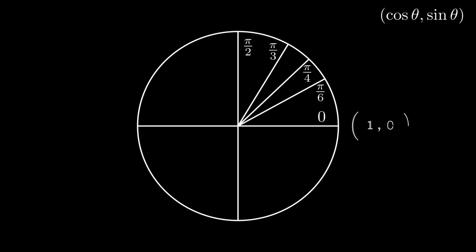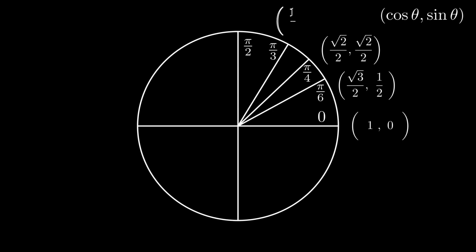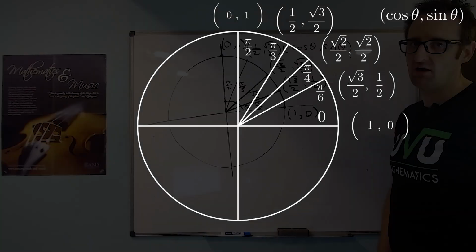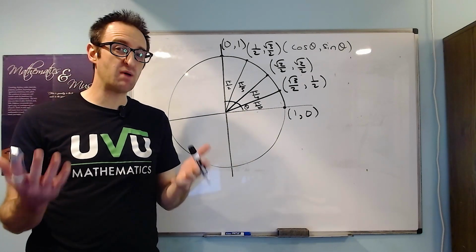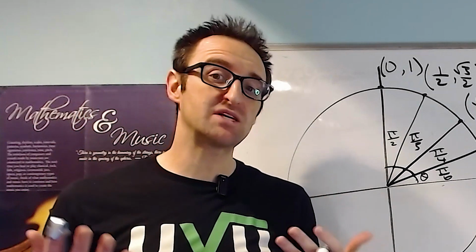You get 1, 0 for that position, root 3 over 2 for the cosine of pi sixths, and 1/2 for the sine. You get square root of 2 over 2 and square root of 2 over 2 for both the cosine and sine of the angle pi fourths. Up here you get 1/2 and root 3 over 2 for the cosine and sine of pi thirds respectively. And then finally, once you're at the top here, you have 0 and 1 for the cosine and sine of pi halves. Kind of a cool way of memorizing this, and it's as simple as counting to 4.